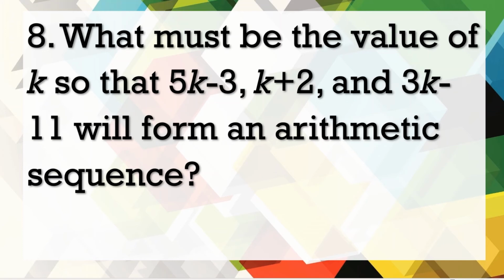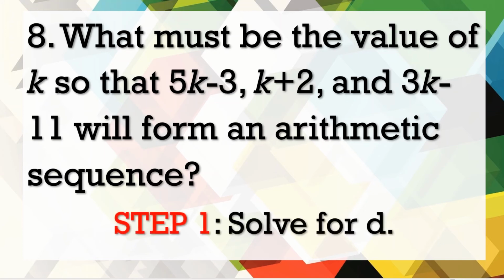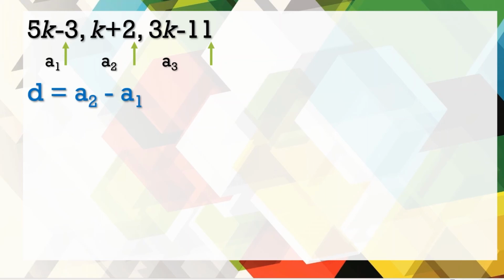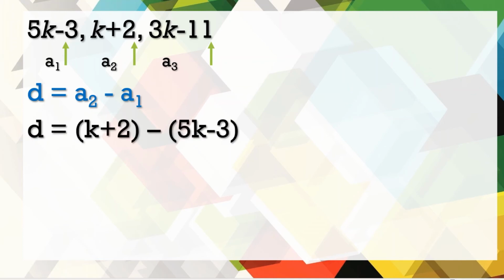What must be the value of k so that 5k minus 3, k plus 2, and 3k minus 11 will form an arithmetic sequence? Step 1. We need to solve for the common difference. Again, we have the first 3 terms, a sub 1, a sub 2, and a sub 3. Let us use the first and second term to get the value of the common difference.